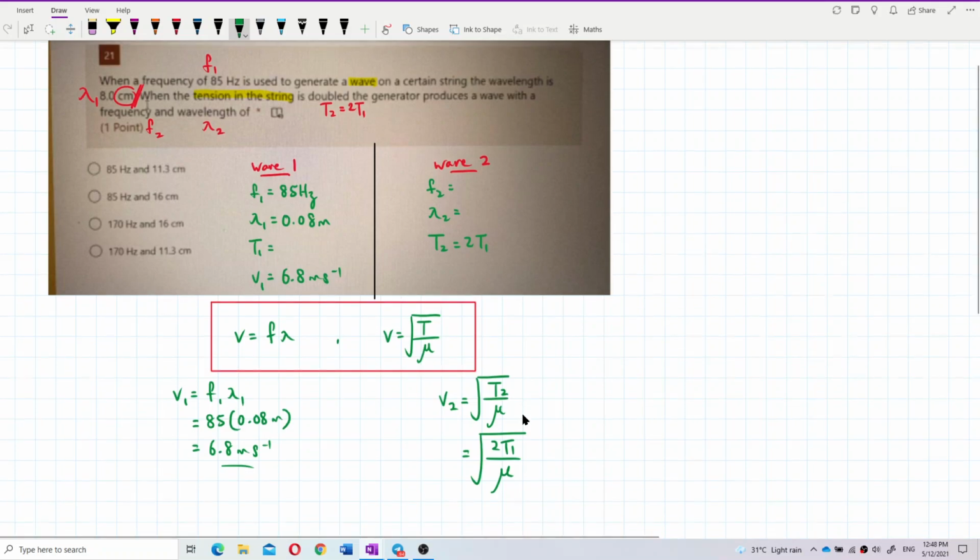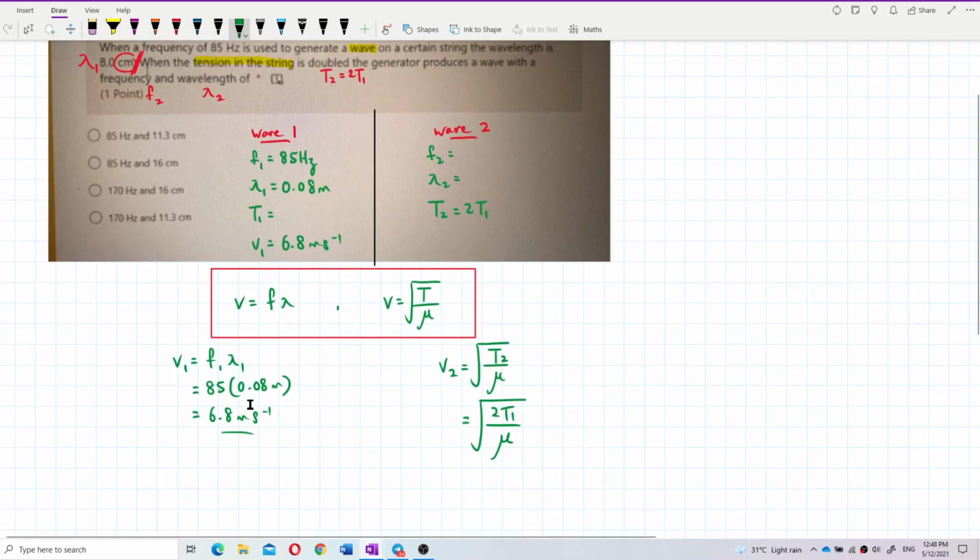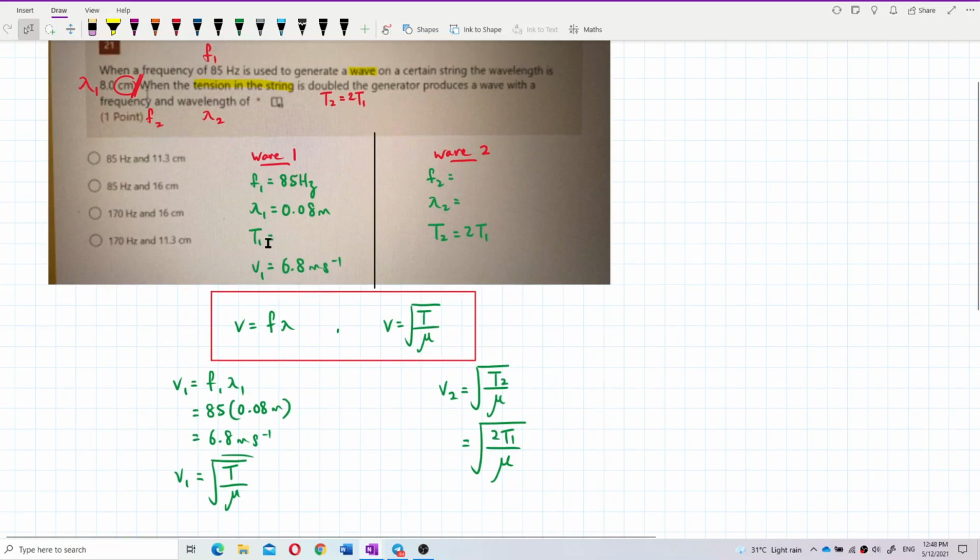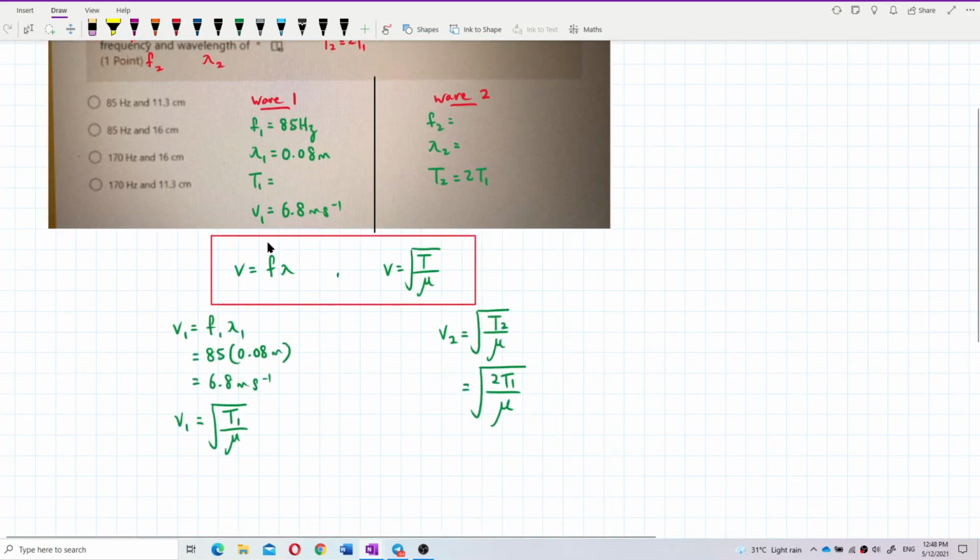Okay, so another thing about this V1, we can find V from f lambda. We also can find V from square root of tension over mu. So we can write the same thing for V1 also. V1 is also square root of tension over mu. But for wave 1, the tension is T1. So just put T1.